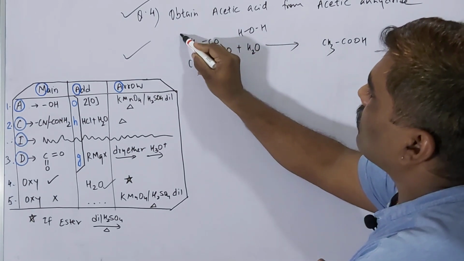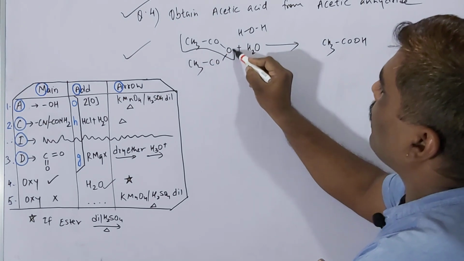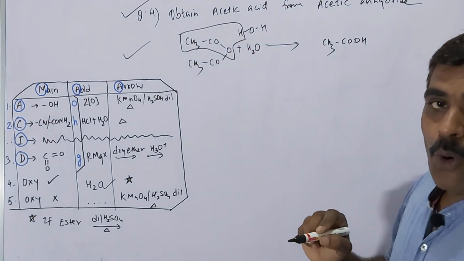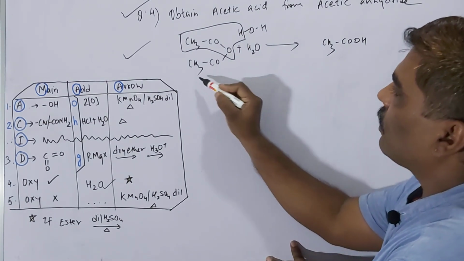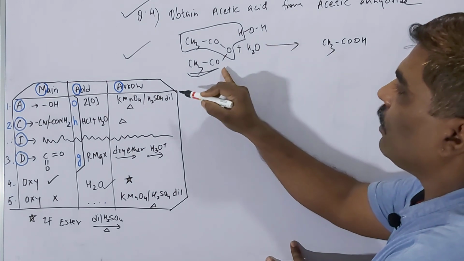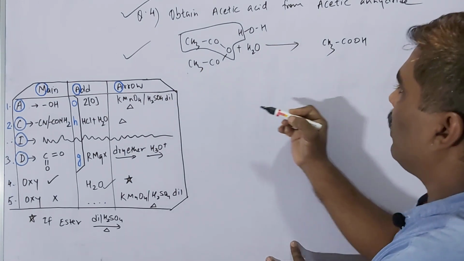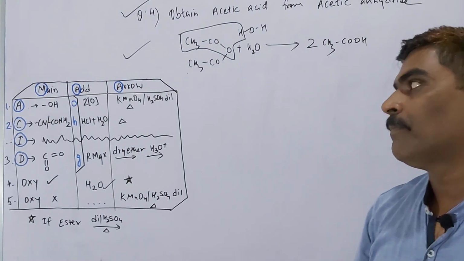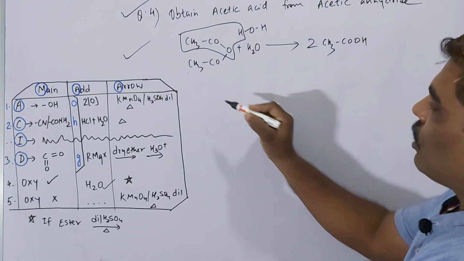HOH. Say this is CH3. If I write it this way here, CH3COOH, and what is remaining? CH3CO and OH. So we get two molecules of acetic acid. Okay, next question now we'll see.